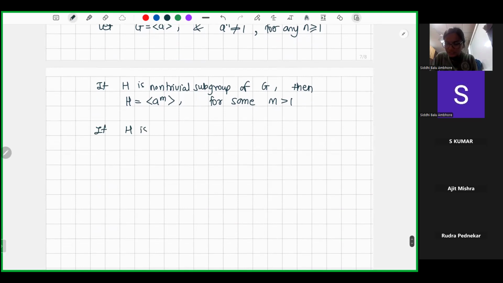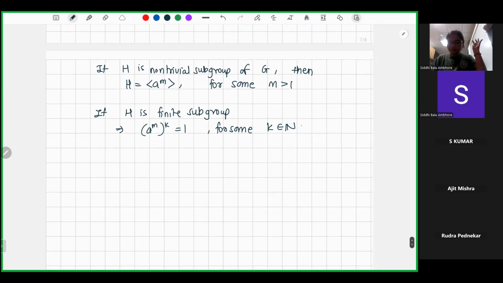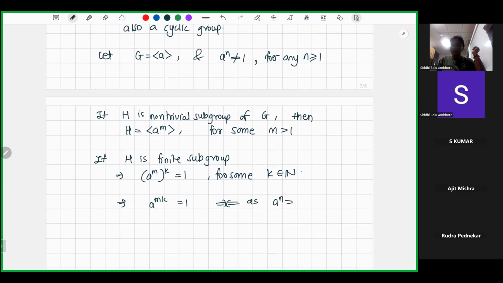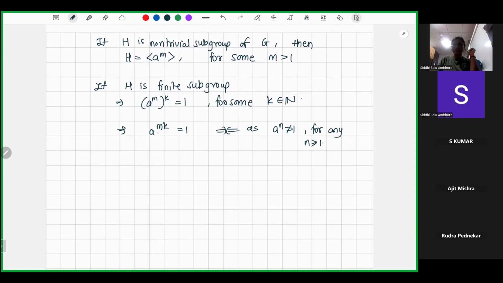But if H is a finite subgroup, this implies that (a power m) power k will be 1 for some k in N, right? For finite cyclic groups, this is what we have. After a certain stage, these powers repeat and (a power m) power k becomes 1 for some k. So this implies what? a power mk is 1, right? But this is a contradiction since G was infinite and a power n is not equal to 1 for any n greater than or equal to 1. This a is the same a which we started with.